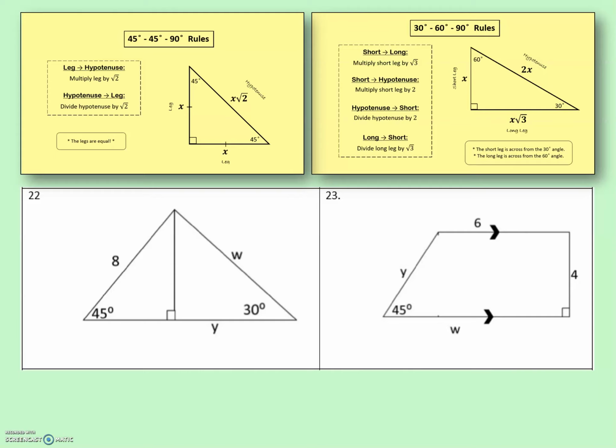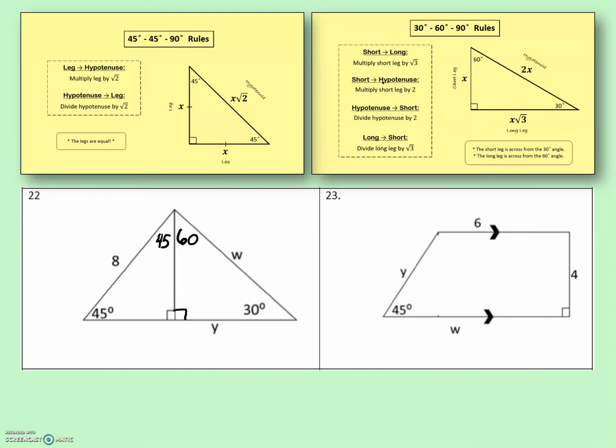Okay, so in number 22, the first thing that you're going to want to do is probably just to label your angles. So we know that if this is a line and this is 90, that makes that 90 because a line is 180. That makes this a 45-degree angle, and that makes this a 60-degree angle. So we have a 45, 45, 90 triangle, and then we also have a 30, 60, 90. So we're going to be using both sets of rules. Make sure that you don't get them confused.